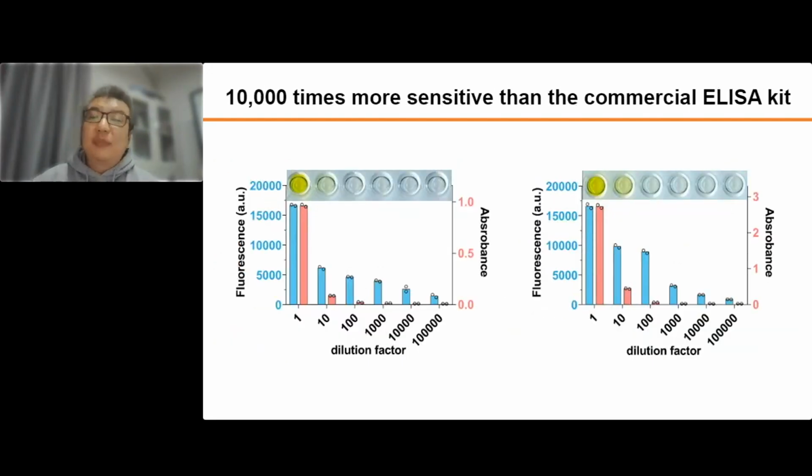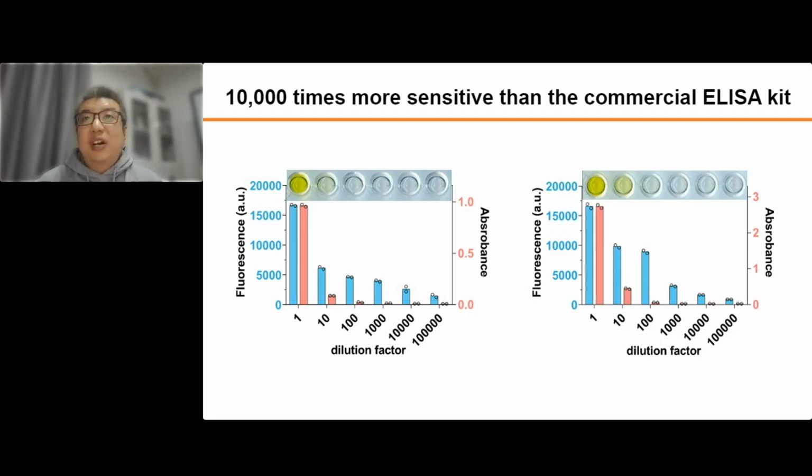And how sensitive could this assay be? Once combined with RPA and CRISPR-Cas cleavage, we can achieve a sensitivity that is 10,000 times more sensitive than the commercial ELISA kit for both IgG and IgM.